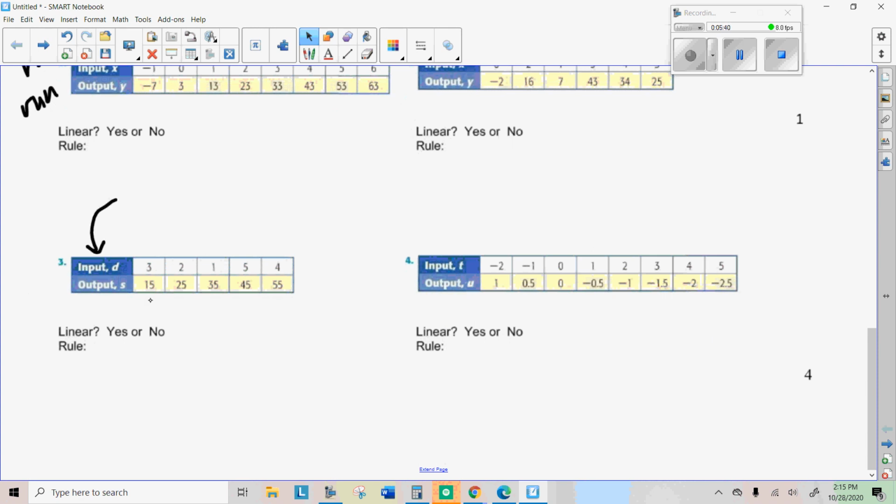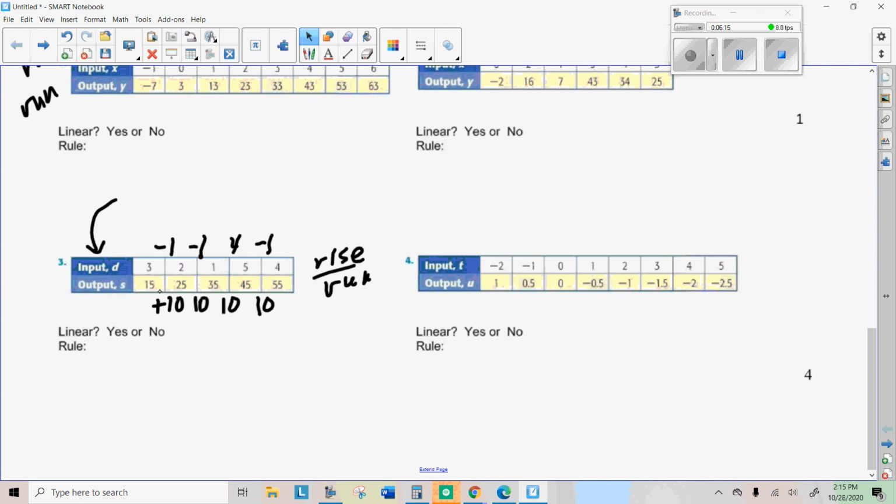So if I find the constant difference here, from 15 to 25 is going up 10. I'm not going to put a plus if it's a positive difference between the numbers, but this goes up by 10 again, by 10 again, by 10 again. But my outputs are going down 1, up 4, down 1. So my rise over run is not the same for all of these.